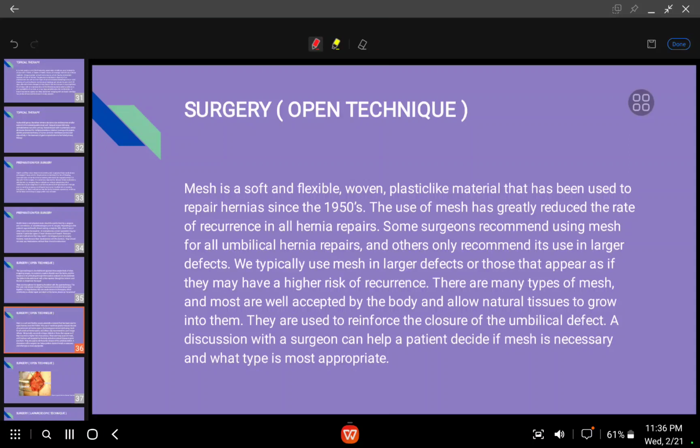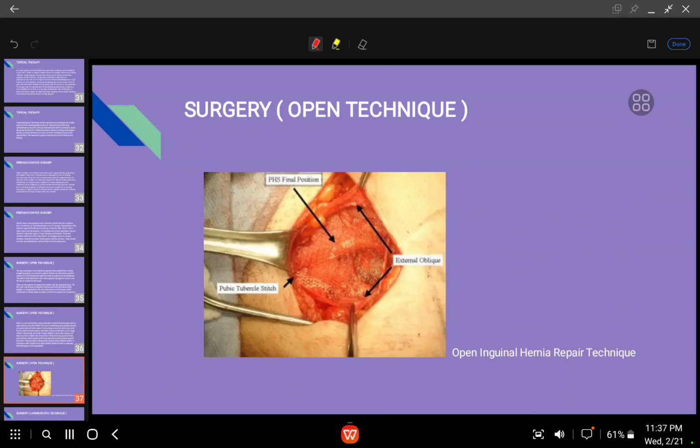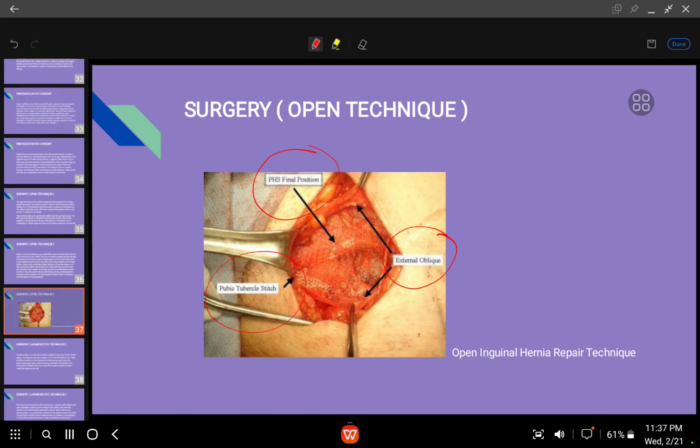Some surgeons recommend using mesh for all umbilical hernia repairs, and others only recommend its use in larger defects. And so we typically use mesh in large defects, or those that appear as though they may have higher risk of recurrence. There are many types of mesh, and most are well accepted by the body and allow the natural tissue to grow into them. They are used to reinforce the repair of the umbilical defect. The discussion with the surgeon can help the patient decide if mesh is necessary and what type is most appropriate. So here you can see the external oblique and the final position and the pubic tubercle stages.